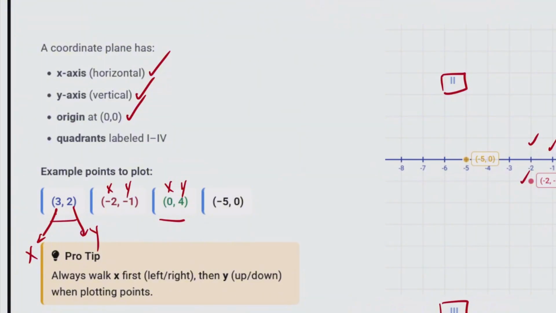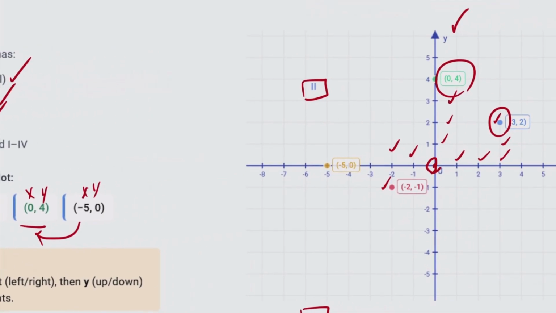At the end, I do have x and y as (-5, 0). I do have the same scenario as the last one, but with this difference, that this time my y is 0. So it would be 5 to the left: 1, 2, 3, 4, 5 to the left, and this would be my point.